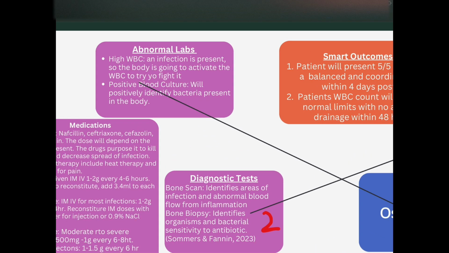So some abnormal labs that we're going to have is a high white blood cell count. We obviously have a very present infection. So the body is going to activate the white blood cells to try to fight it off as best as it can. And then we're going with that blood culture. It's gonna be positive, and this will positively identify which bacteria are present in the body. Like I said, this goes hand in hand with that bone biopsy, knowing what we have going on in the body, so we're not just giving interventions that have nothing to do with the bacteria present.